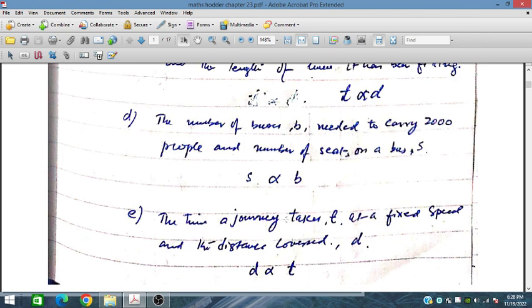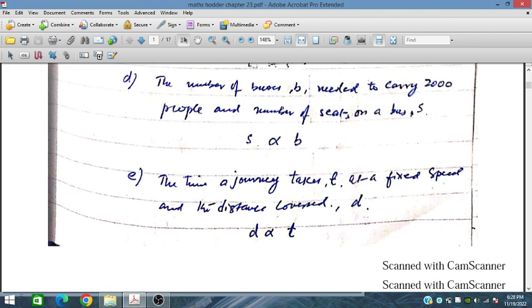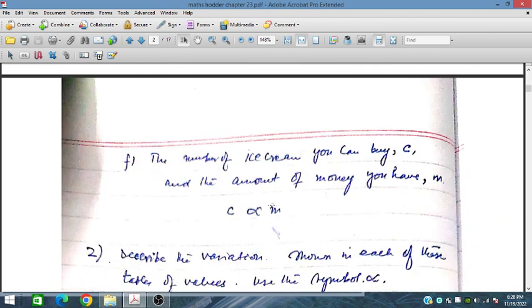The time a journey takes, t, at a fixed speed and the distance covered. More time will cover more distance if the speed is constant. The number of ice creams you can buy, c, and the amount of money you have, m. If you have more money, you can buy more ice cream. So money and ice creams are in direct relationship.